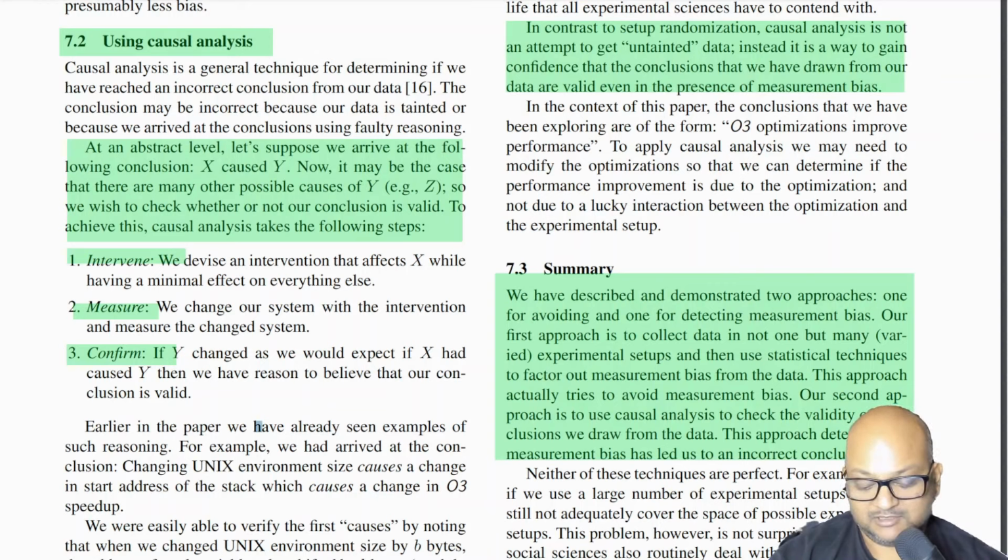So that was a really interesting paper that called out how commonplace and how significant and yet how overlooked measurement bias is in computer science systems research, and suggests some techniques for overcoming it.